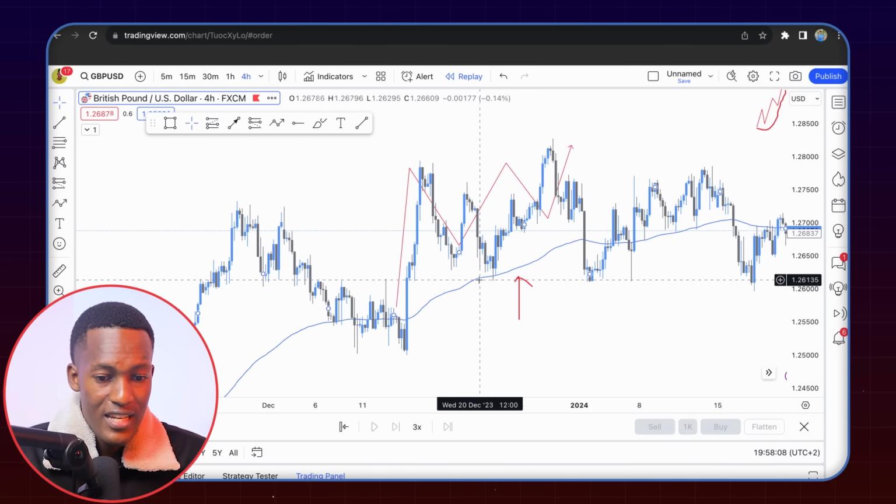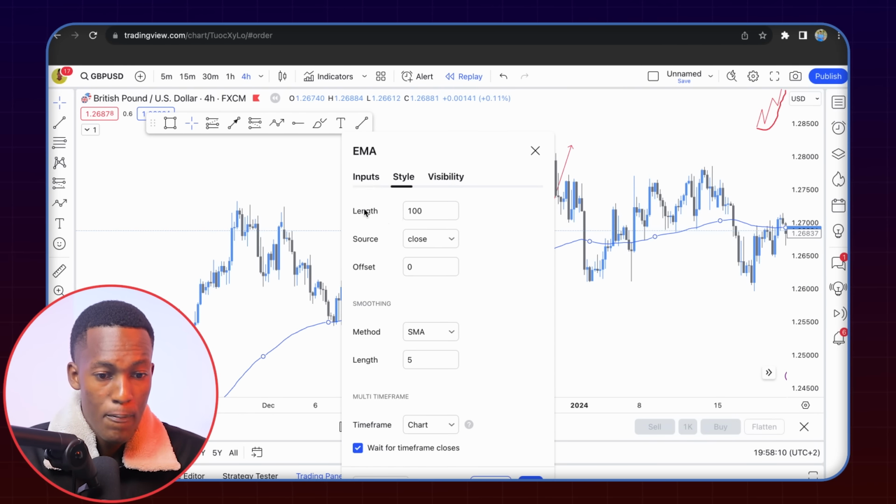Now, the 100 moving average is a bit not that accurate. Now we're going to go ahead and try the 200 moving average, so you guys can actually see the difference and what actually works better. So I'm just going to go ahead and double click on it so I can make changes. So come over here.